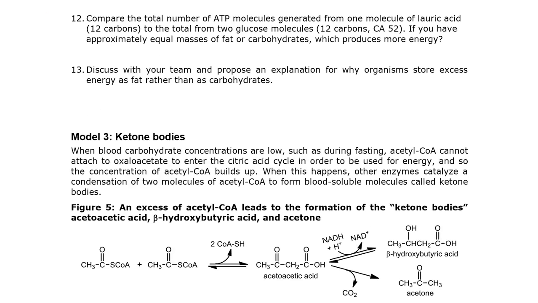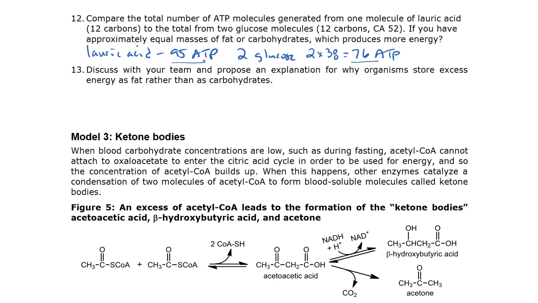So, compare the total number of ATP generated from one molecule of lauric acid, which is 12 carbons, to the total of 2 glucose molecules, which would also be 12 carbons. So let's write down the numbers for that. Pause now. So in the last activity, 52, we came up with 38 ATP for a glucose. So if I multiply that by 2, I get 76. And the lauric acid, which is the fatty acid, has 95.